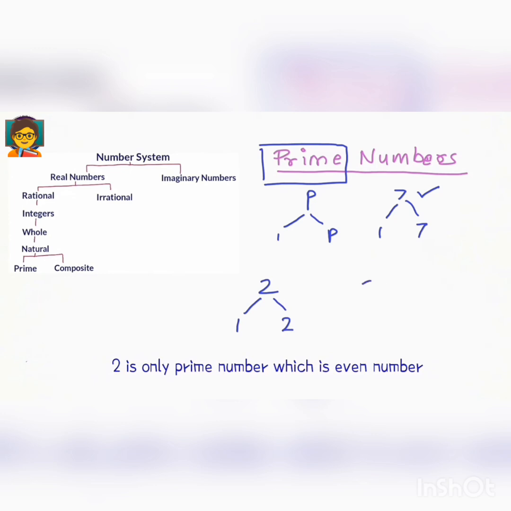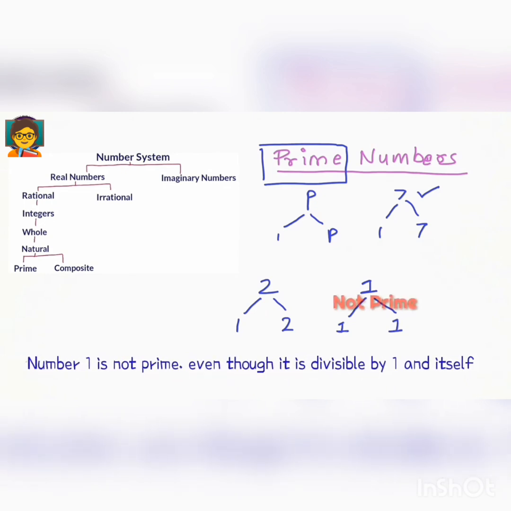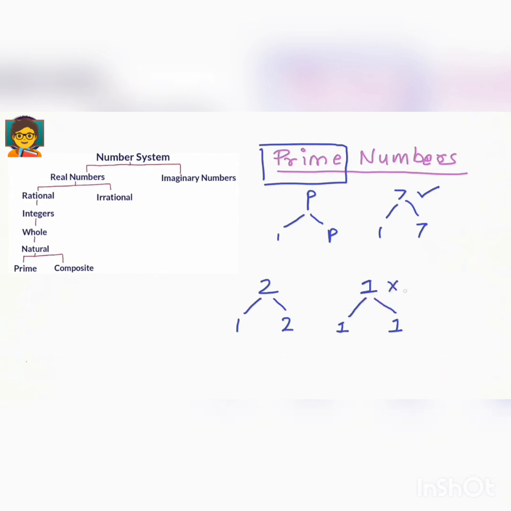Now what about number 1? Please note down, it is not a prime number even though it is divisible by 1 as well as itself, because number 1 has a special treatment which I'm going to explain in a separate video anyway. So you have to remember number 1 is not a prime number.